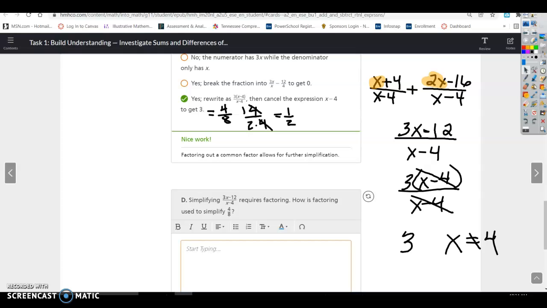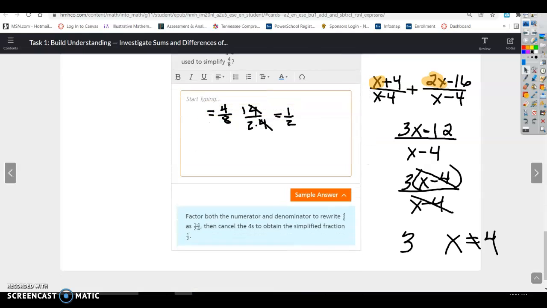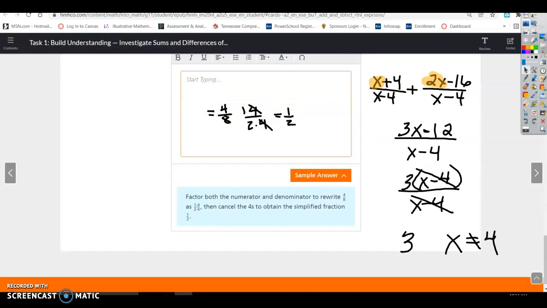Simplifying 3x minus 12 over x minus 4 requires factoring. How is factoring used to simplify 4 over 8? Again, 4 over 8: 4 is 1 times 4, and 8 is 2 times 4. Then you just use numbers instead of polynomial expressions. It's still basically the same thing, just with numbers. Then you cancel out the 4's, as you can see, and simplify to get 1/2.